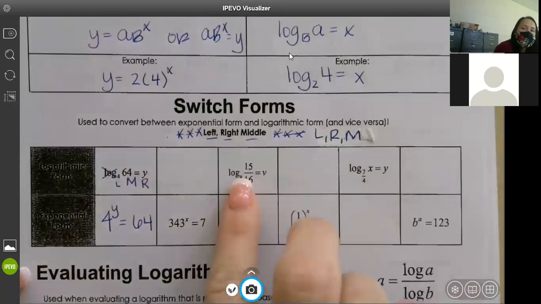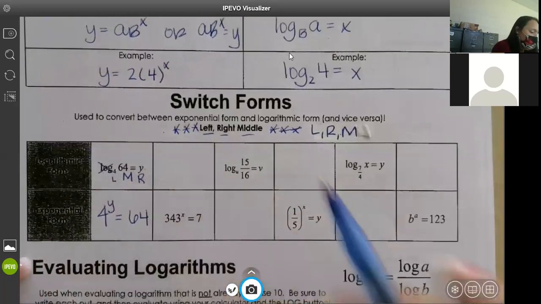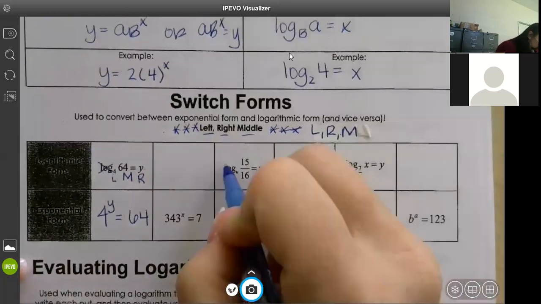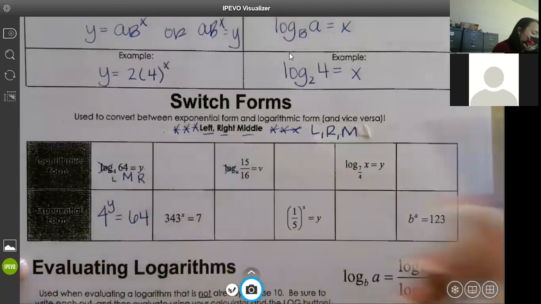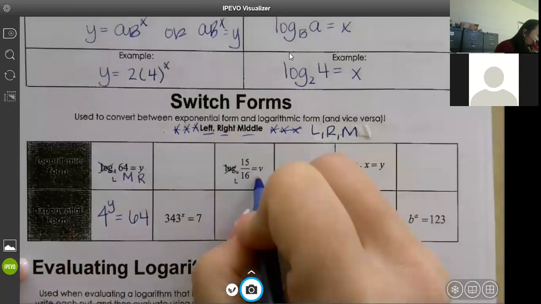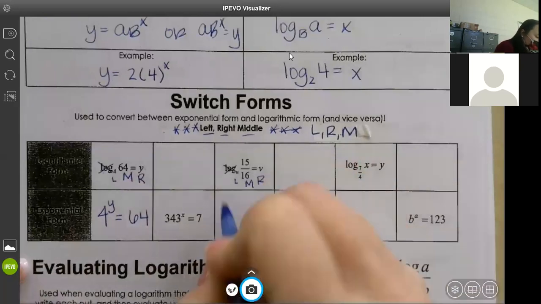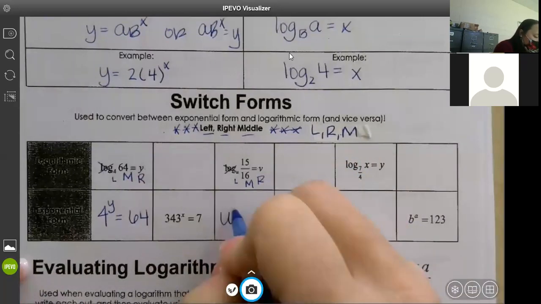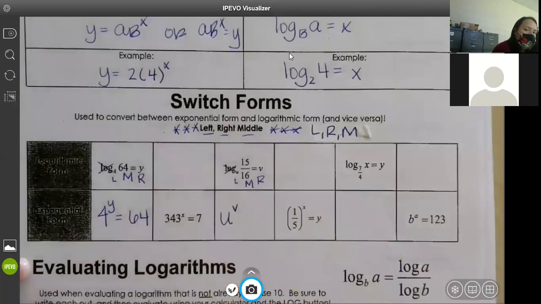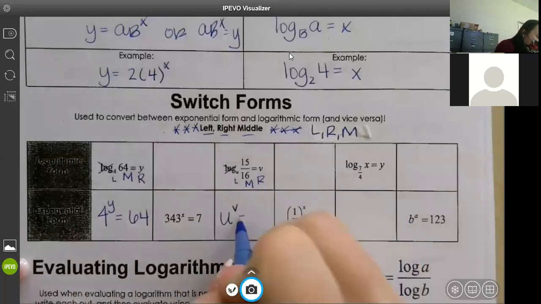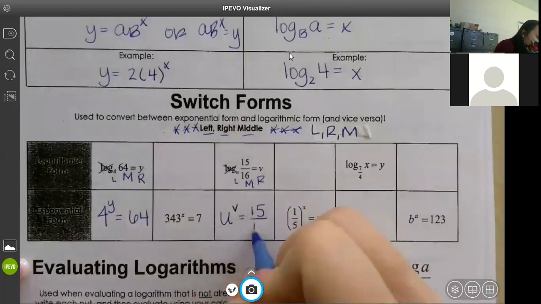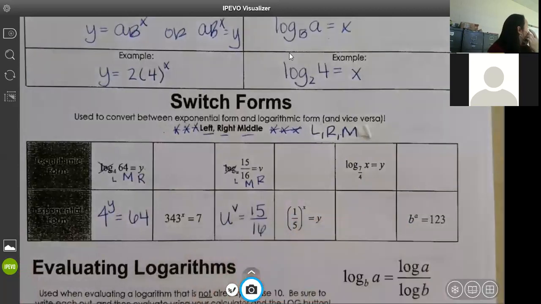So for the next one right here, log base u of 15 over 16 equals v. Remember, we're trying to get rid of the log. So we're going to do left, right, middle. The left is going to be your base. The right is going to be your power. The middle is going to be what it's equal to. That's literally all you do. It doesn't get any harder than that. It's the same thing when you switch to exponentials, okay?